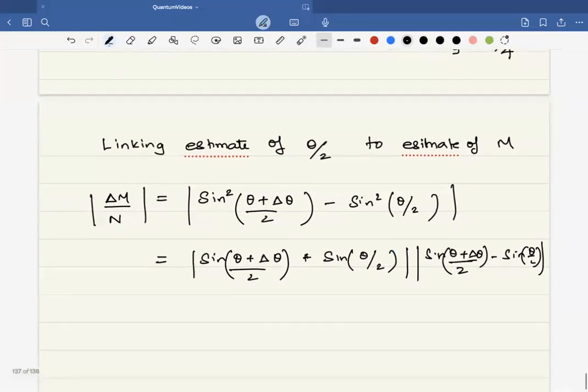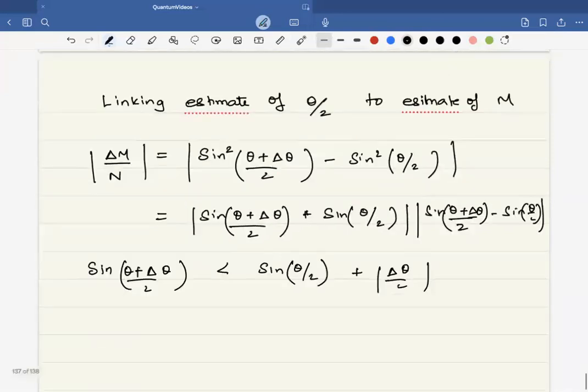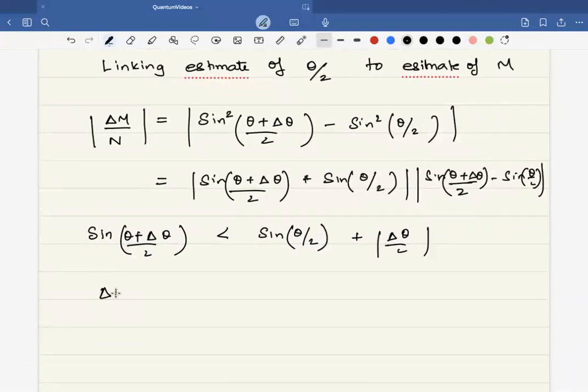And then we use the following inequality from calculus. So this is sine of delta theta over 2 is less than delta theta over 2, and we are assuming theta to be small over here. If I substitute this inequality over here, we get the accuracy of my estimate of M, which is on the left side, is less than 2 sine of theta over 2 plus delta theta over 2, into delta theta over 2.